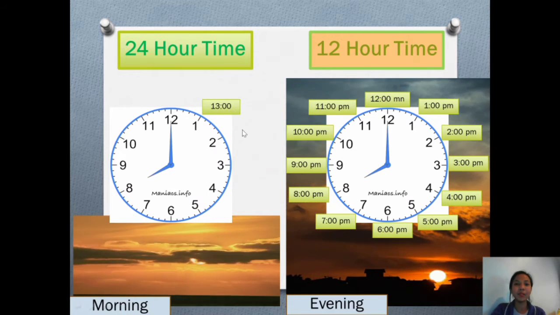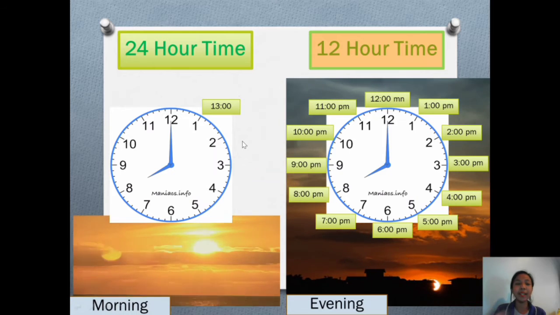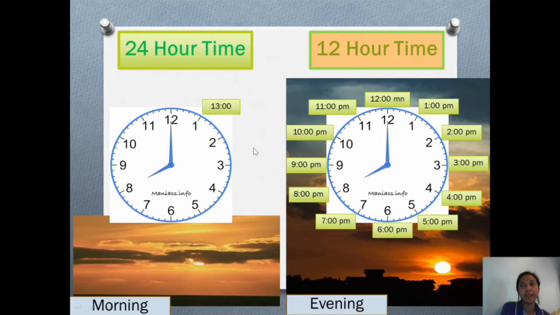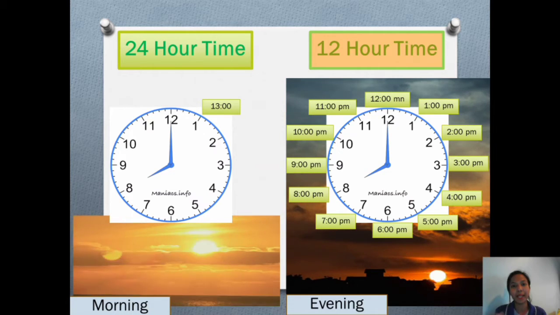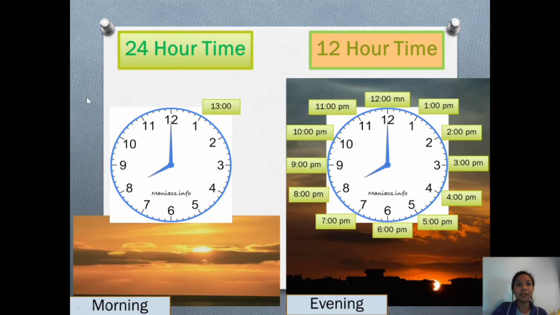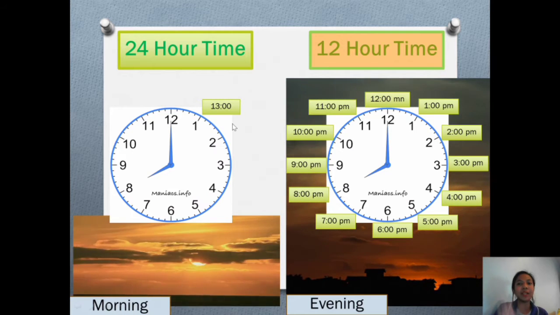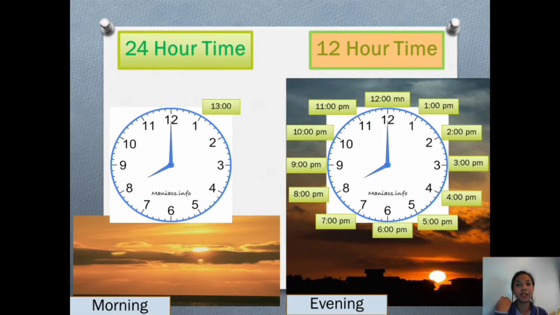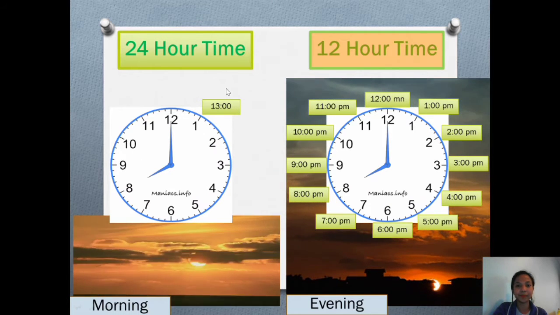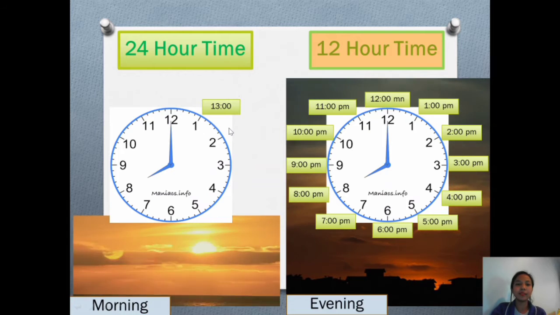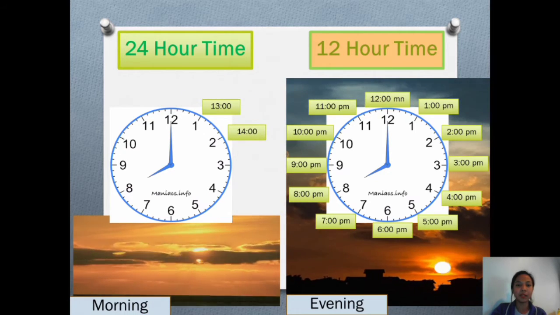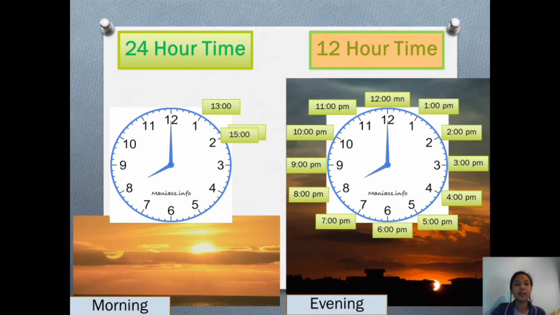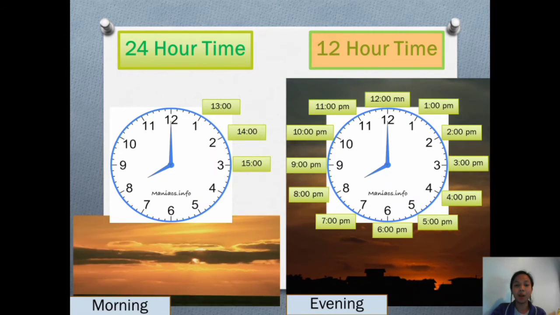And this time, you don't need to write AM. In 24-hour time, you don't need to write neither AM nor PM, because 13 already refers to afternoon or evening. And then 2 o'clock is 1400 hour. Next, 1500 hour.